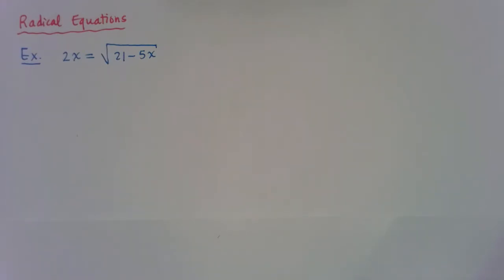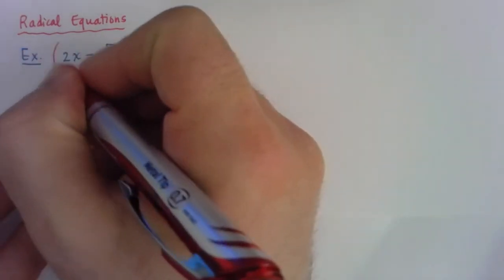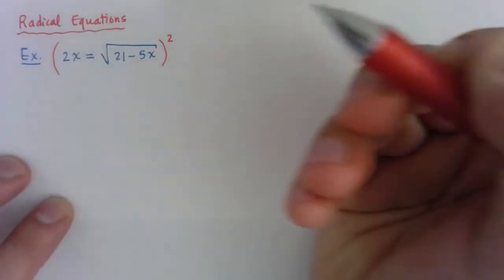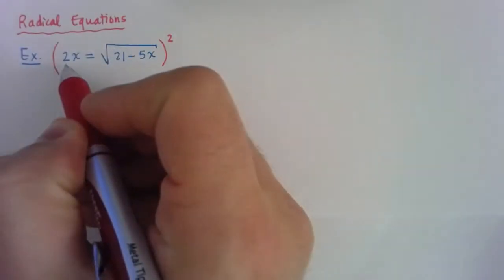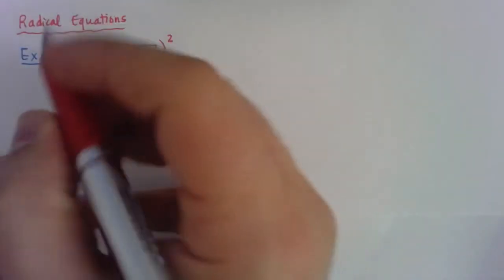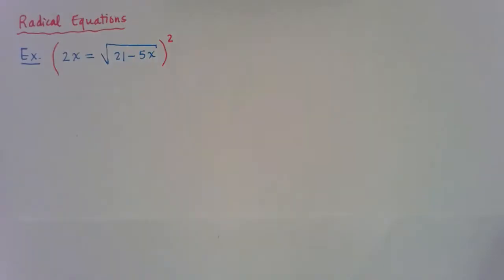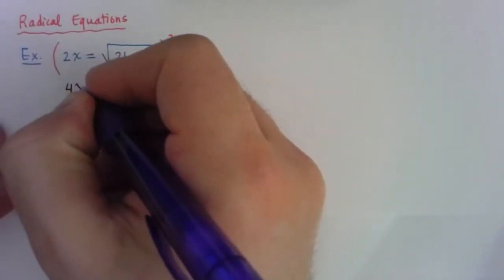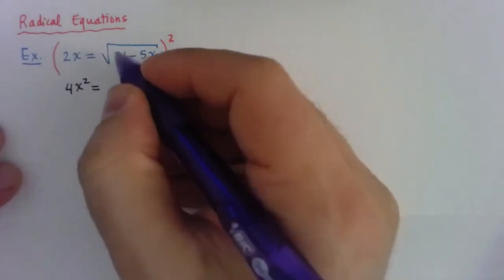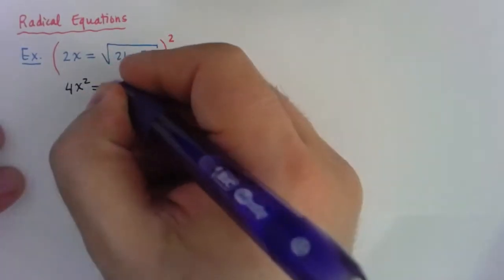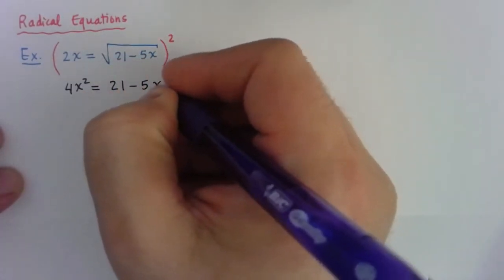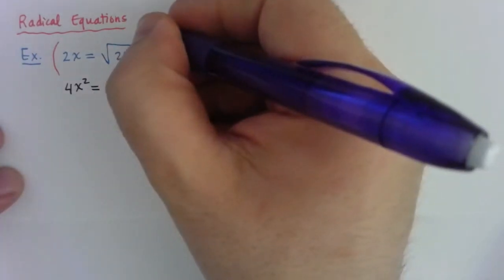You have a square root and you can get rid of that every time by squaring. So how do we solve this one? You square both sides first. On the left side I have 2x squared, which is going to be, if you square that, 4x squared, equals, on the right side the square and the square cancel, so we got 21 minus 5x. See, this was a radical equation.